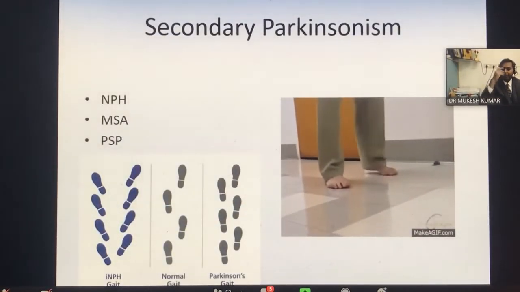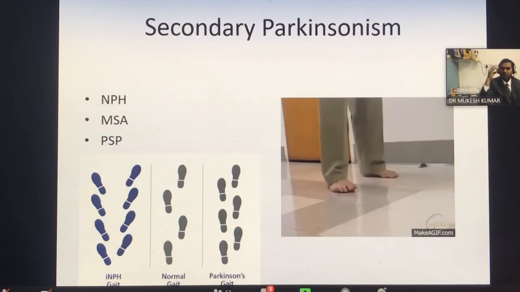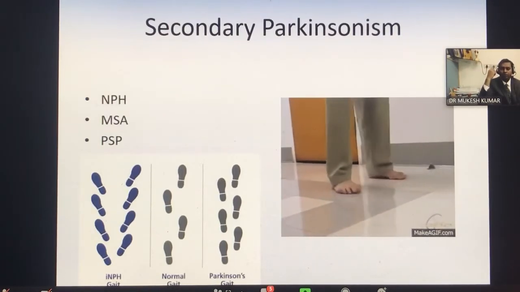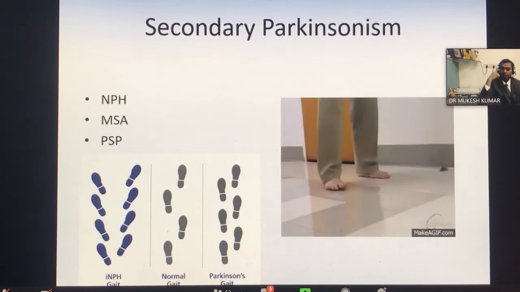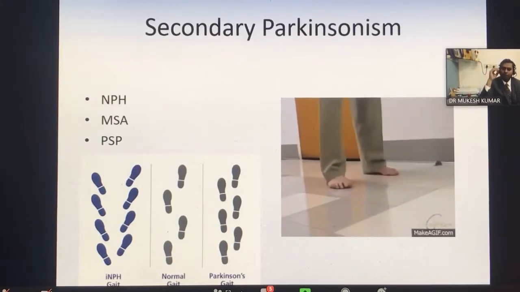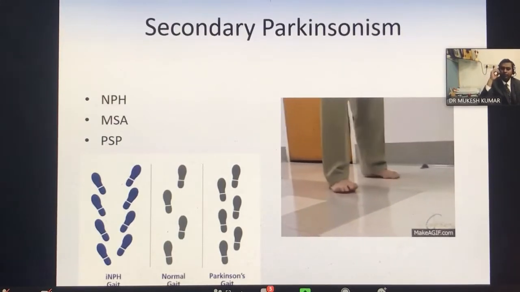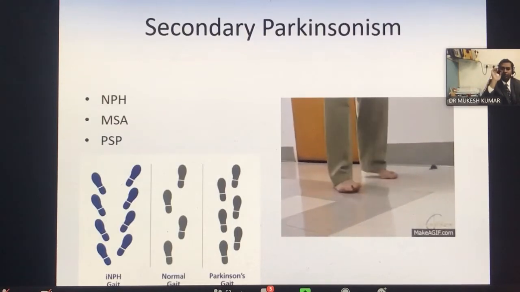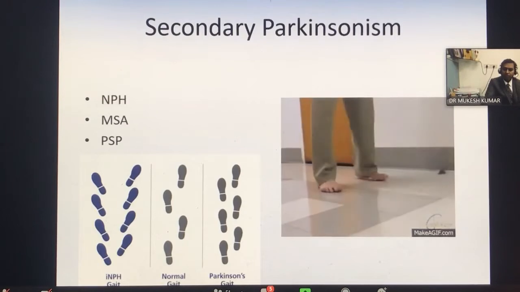Now the secondary Parkinsonism. Secondary Parkinsonisms are like MSA, PSP, progressive supranuclear palsy, corticobasal ganglionic degeneration, and normal pressure hydrocephalus. Among them, I will focus more on normal pressure hydrocephalus because this is a potentially recoverable and completely curable type of Parkinsonism. So you can see the magnetic gait.